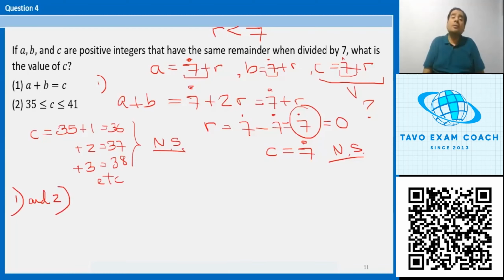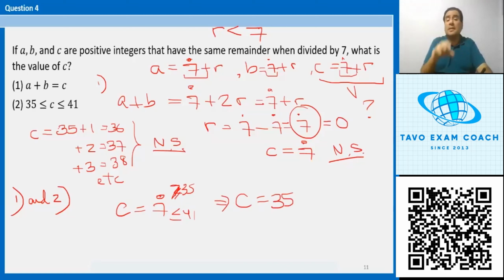Now from statement 1, we know that the remainder is 0. So we know that C is a multiple of 7, which is greater than or equal to 35 and less than or equal to 41. So which number could fit in that interval of values? Only 35. It's the only possible multiple of 7 in that range. So we have one answer, that is option C.